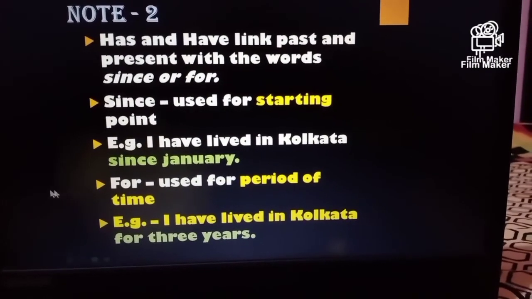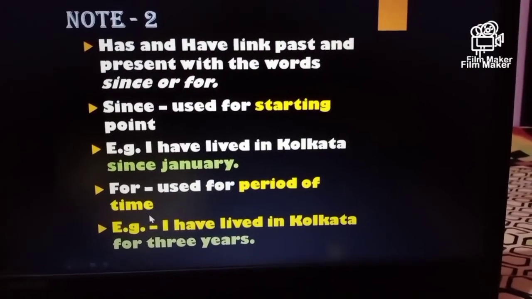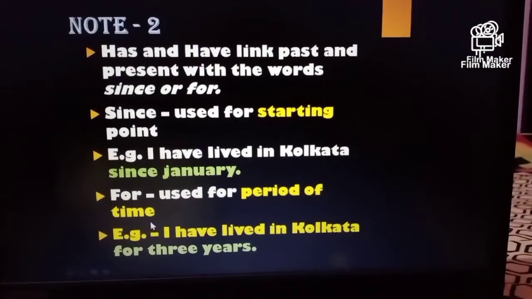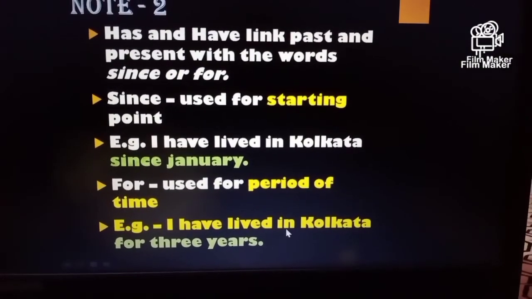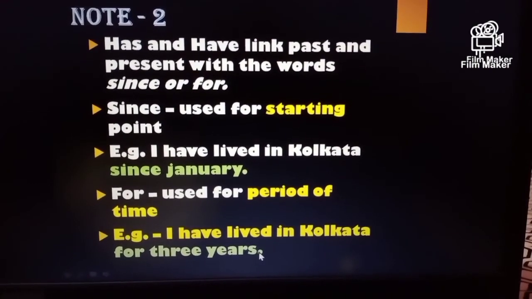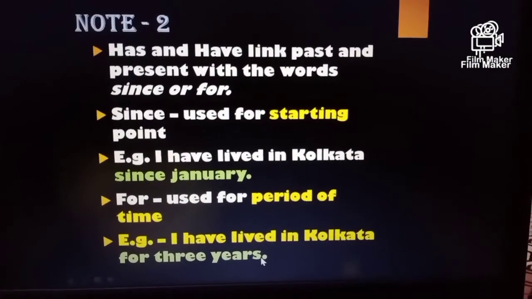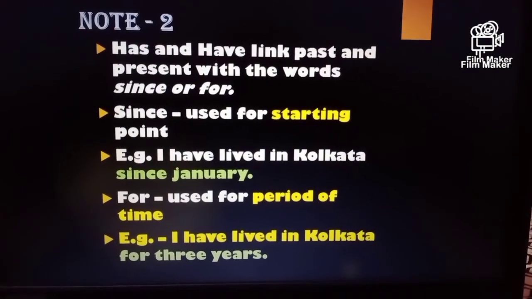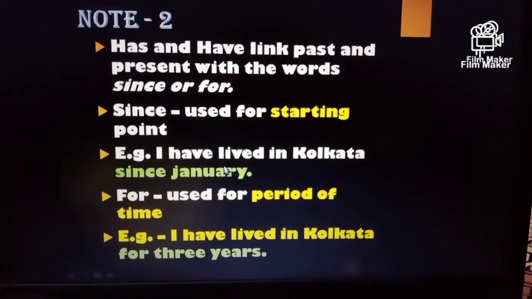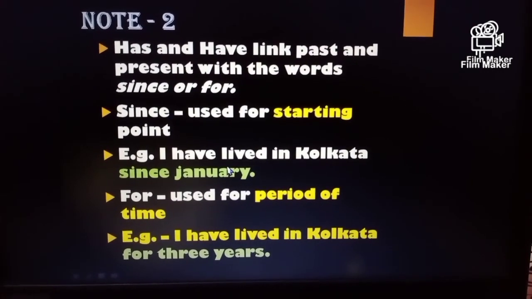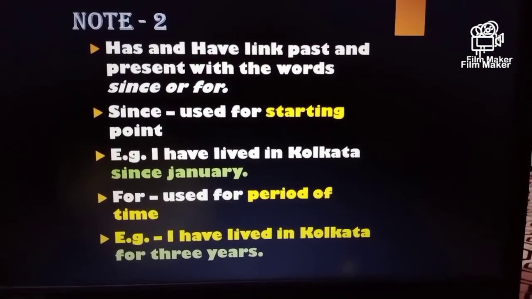For is used for a period of time, meaning for how many years. So it is generally used for a period of time. Example, I have lived in Kolkata for 3 years. So your action of living in Kolkata continues for 3 years. So this is how the present perfect tense can be used in sentences along with since and for to represent the past and connect it with the present.